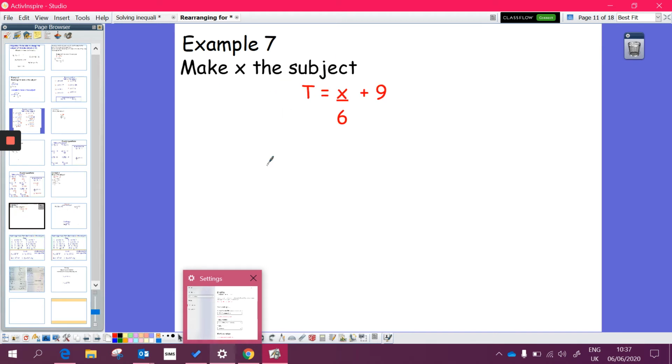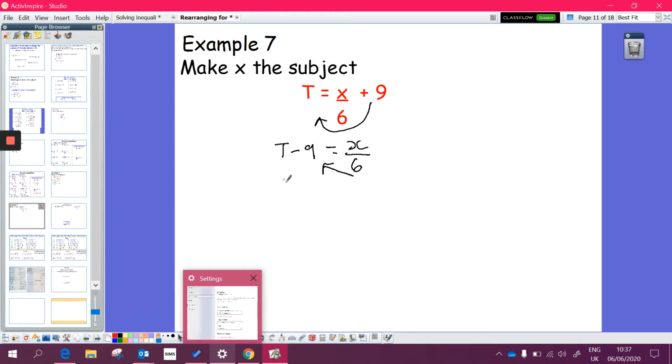All right then, so making x the subject on this one, again, take it step by step. So we've got a plus 9 here. I'm going to take that over there. Plus 9 becomes minus 9. So I've got t minus 9 equals x over 6. Again, this means divide by 6. So when that goes up there, it becomes a times. And just like we did before, where everything got divided by 6, this time everything gets times by 6.